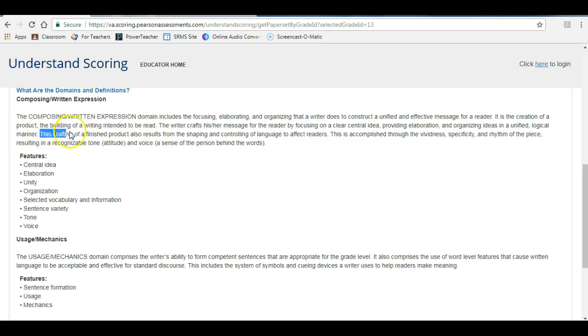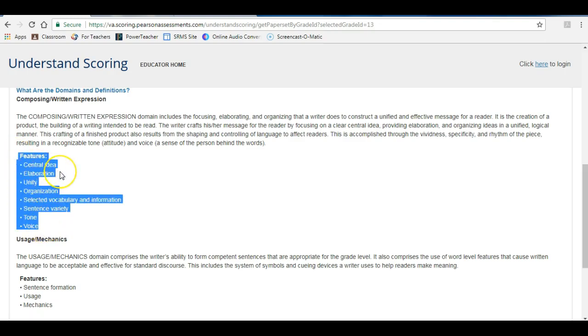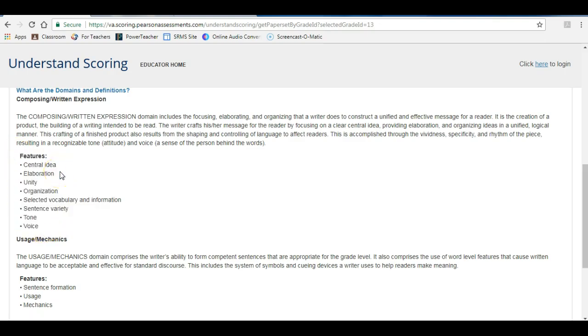But it also involves, it says controlling of language to affect readers. So vivid language, specific language, it's all these things right here. Central idea, elaboration, unity, organization, sentence variety, tone, and voice. This is all in one scoring domain. There's 2 domains. This domain counts twice. So you could get a score, 1, 2, 3, or 4 in this domain, and it counts twice.